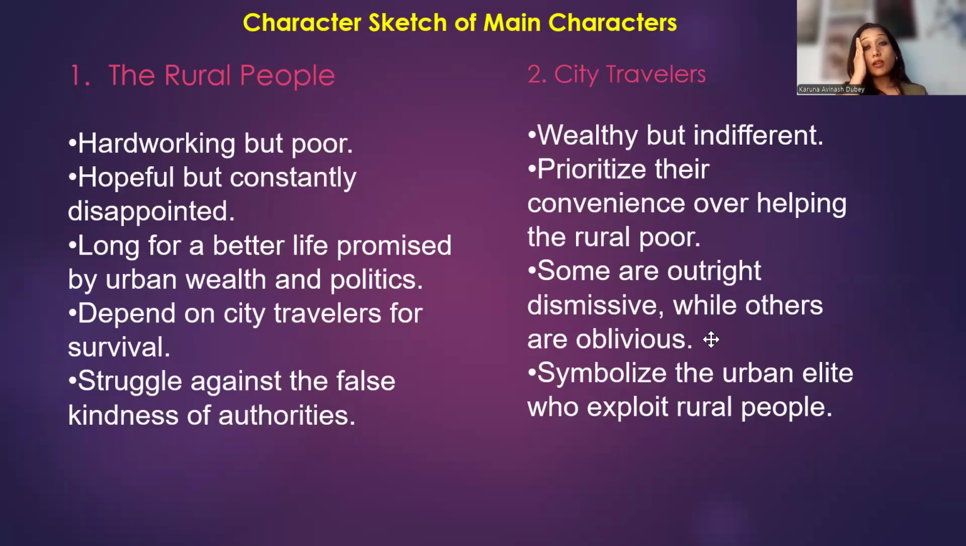Coming to city travelers, they are wealthy but indifferent. Who is indifferent? The one who doesn't care. He's least bothered, least affected. They prioritize their convenience over helping the rural people. Some are outright dismissive while others are oblivious. Some people, knowing their condition, are dismissive, they don't care, while some are not aware, they do not know what is happening to them. They symbolize the urban elite who exploit rural people.